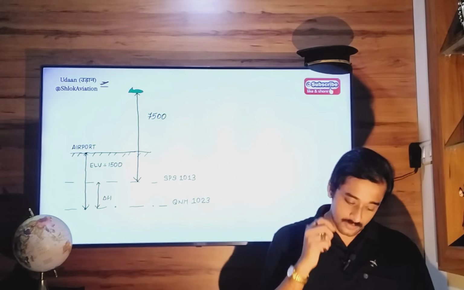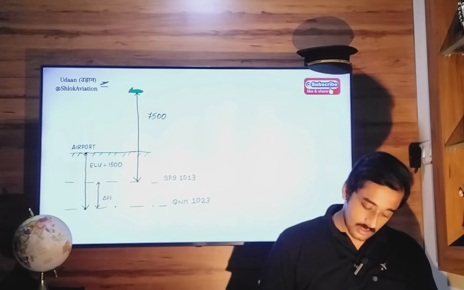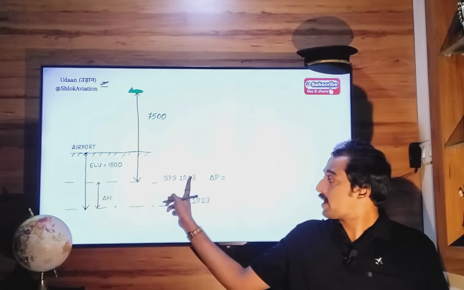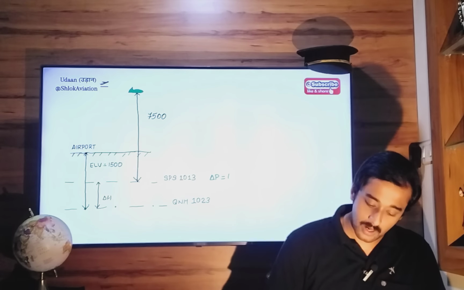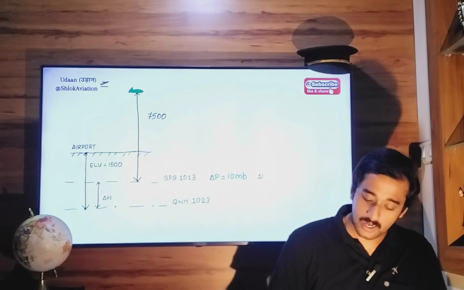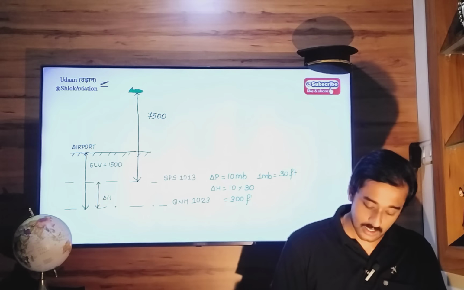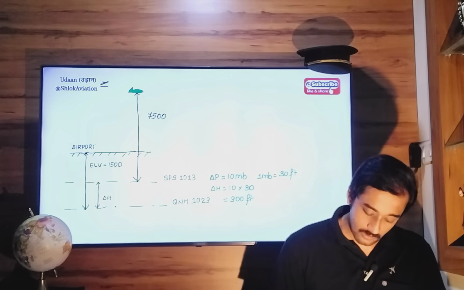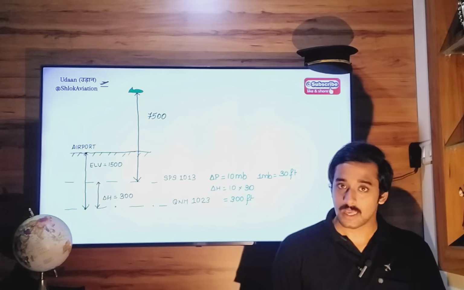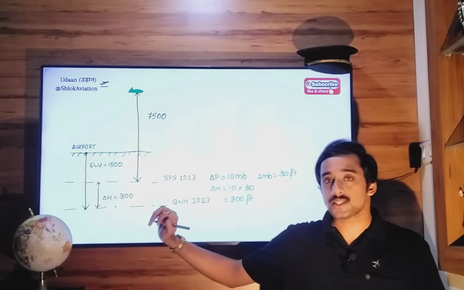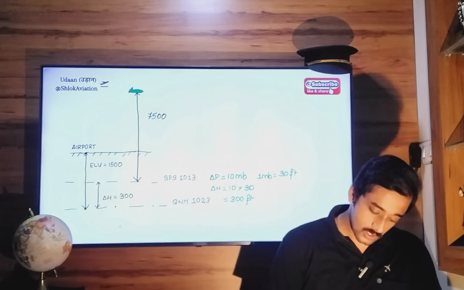Now pressure difference is what? Pressure difference between them is equal to 1013 minus 1023, that is 10 millibar. We know that 1 millibar as given in the question is 30 feet of height difference. So 10 millibar will be equal to a height difference of 10 into 30, 300 feet. So what will be the pressure altitude of airport? 1500 minus 300, that is 1200.